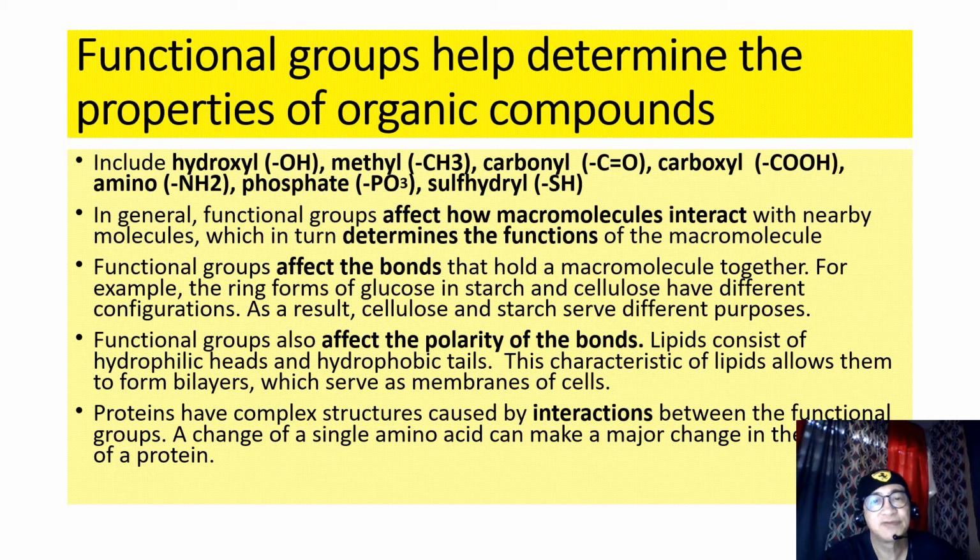Functional groups of macromolecules are specific groupings of atoms within molecules. They possess their own characteristic properties that determine the properties of the entire organic macromolecule. This includes hydroxyl, methyl, carbonyl, carboxyl, amino groups, phosphate groups, and sulfhydryl groups. The functional groups determine the shapes of macromolecules, and this in turn determines their functions.